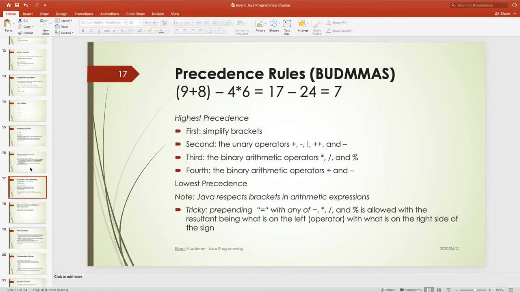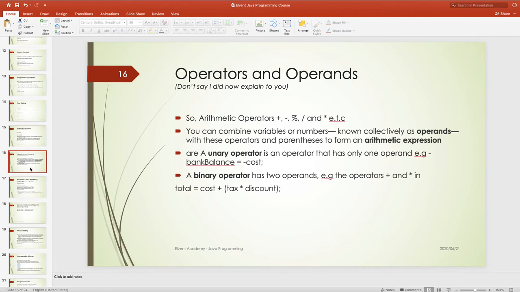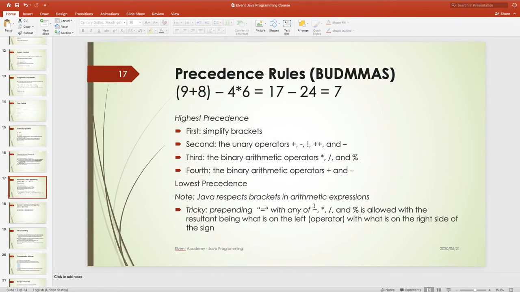So with which operators is this trick allowed? I gave you the negative, multiplication, division, and the modulus. You can actually do that trick. It's actually going to help you have a simplified code.